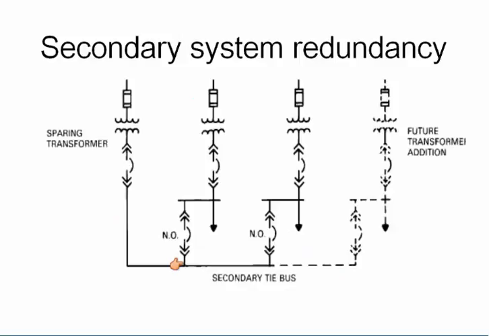You can also have low voltage interconnections as shown here. So you have transformers, you have interconnections on the low voltage end. So secondary type bus for low voltage redundancy, interconnections.